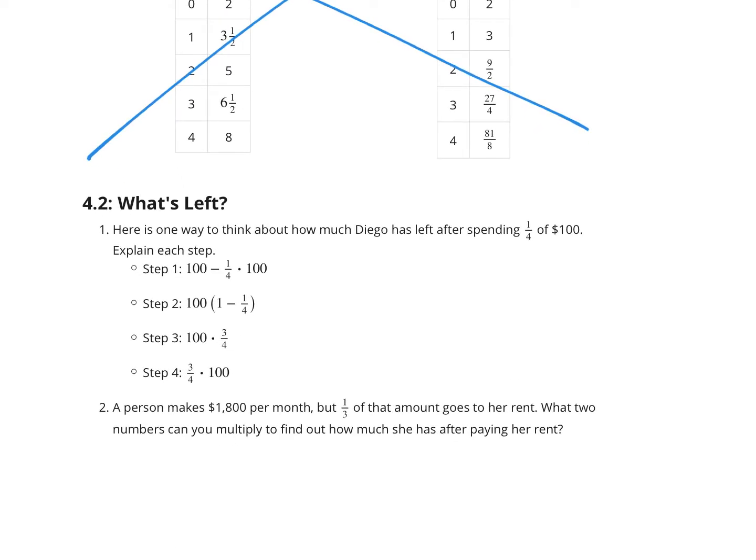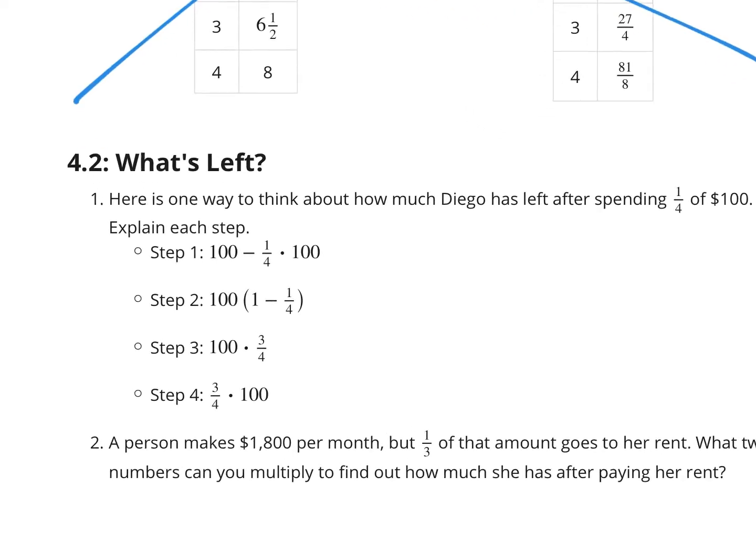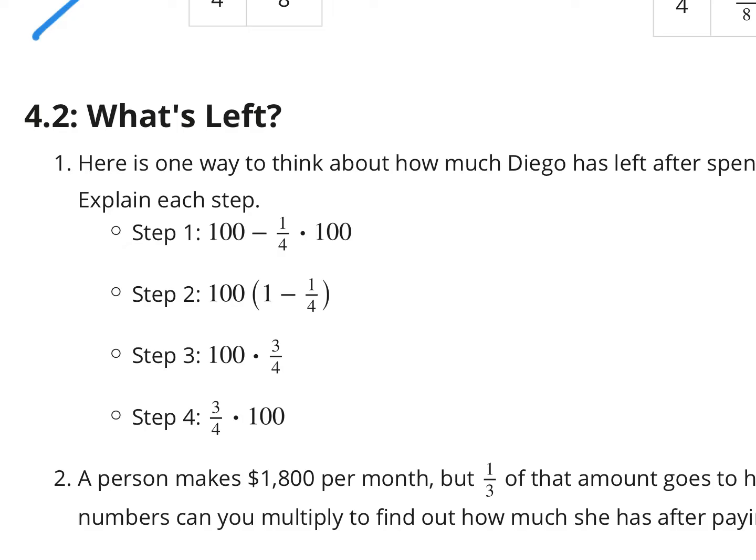So for the second activity, I'm going to pose this question to you. If Diego has $100 and spends a fourth of it, how much does he have left? So one way to look at this is to look at how this person went about solving it. So there are 4 different steps. So go ahead, pause the video, and explain what's happening in each of the 4 steps.